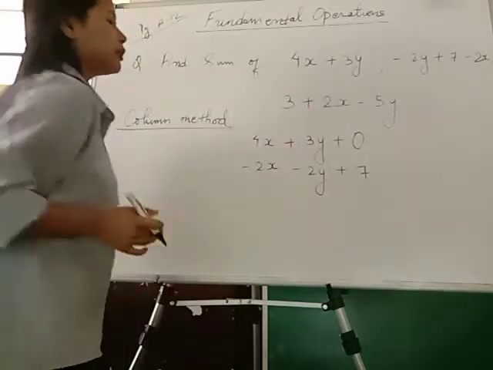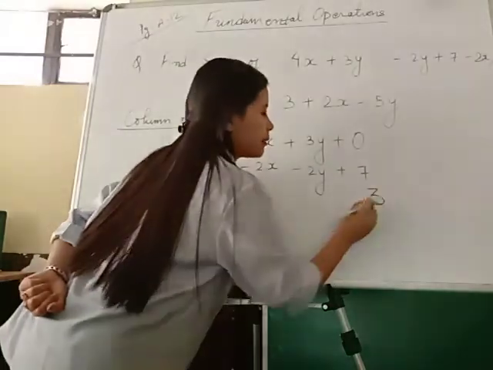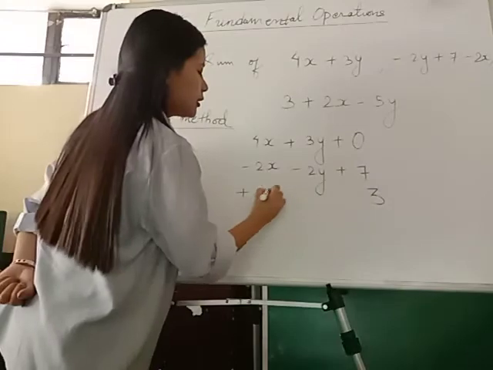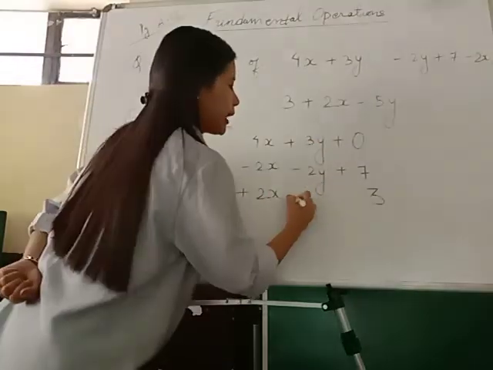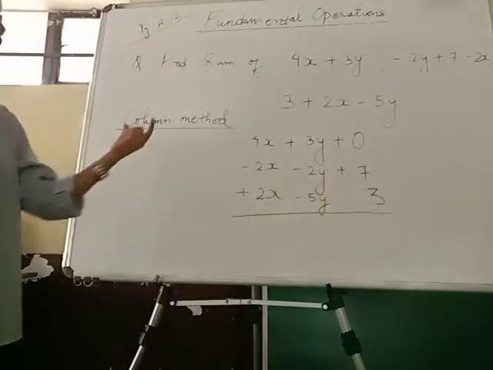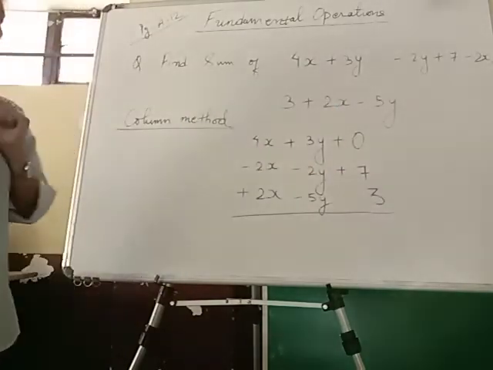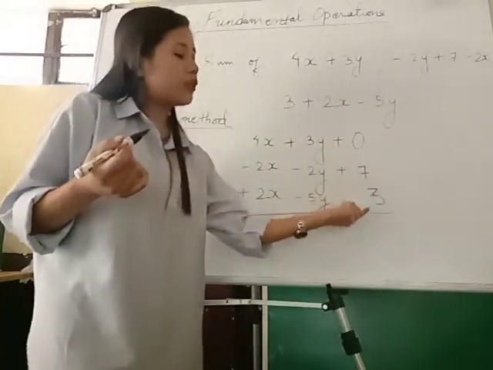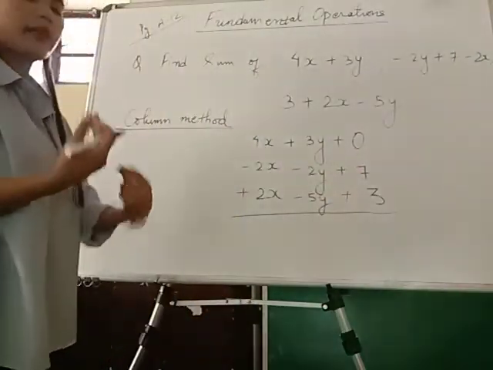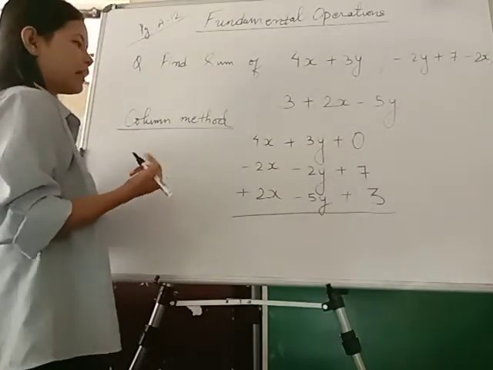Okay, now let us come to the third expression. We have 3 as the first term, so it takes this place because it is the place for a constant. We have 2x, so we write it here. And we have minus 5y, we write it here. So here in the column method, we are trying to write all the like terms in the same column. Okay, you might say 0, 7 and 3 are not like terms, but children, these 3 are constant terms which can be grouped together.